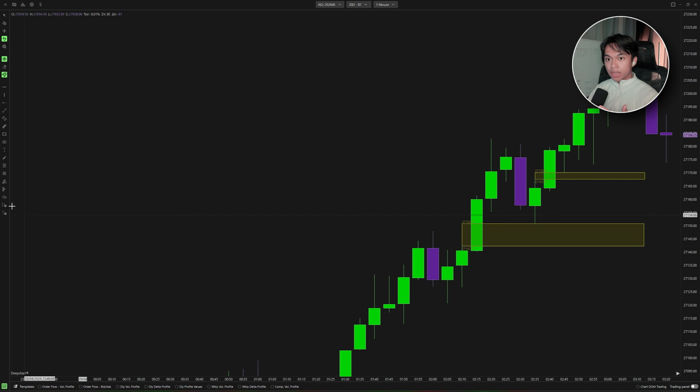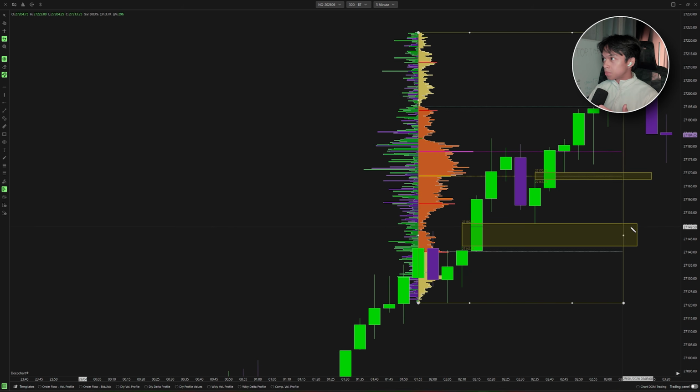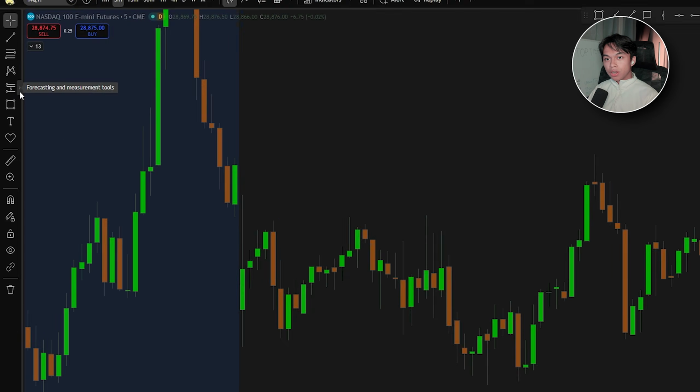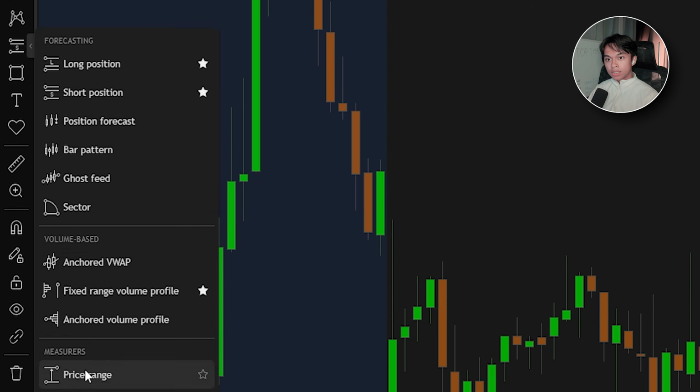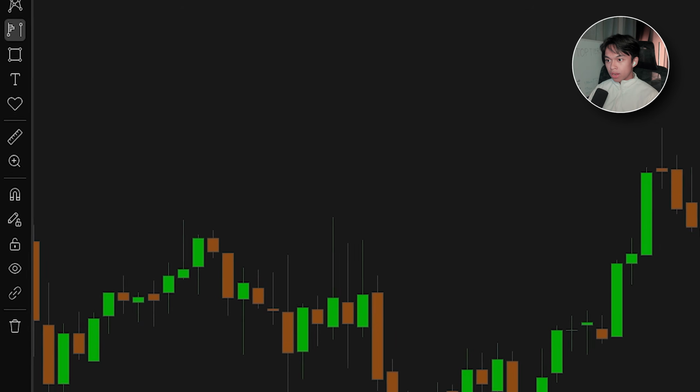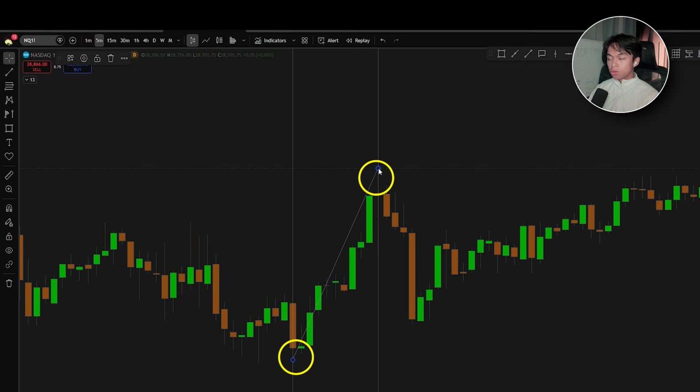So what I like doing is grabbing my volume profile tool, something like this. And by the way, I know you guys are very confused. Don't worry, you guys can do this with TradingView as well. So if you're going to be jumping to TradingView over here, to activate your volume profile, you're just going to be pressing this button right here. Select your fixed range volume profile and you can drag from the low to the high.